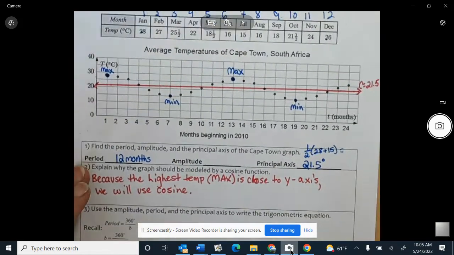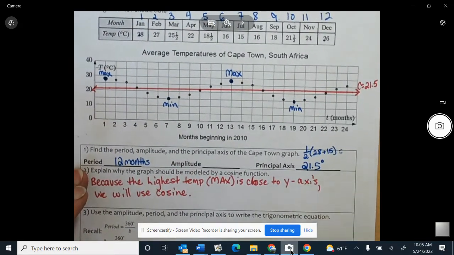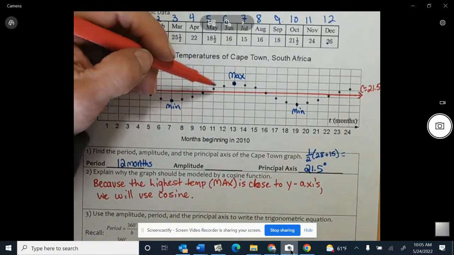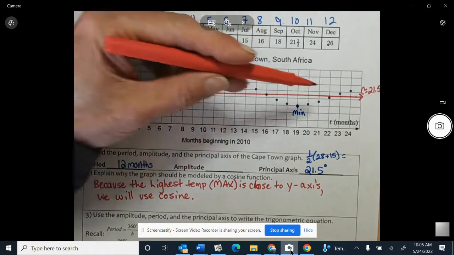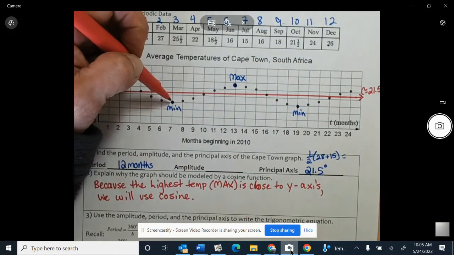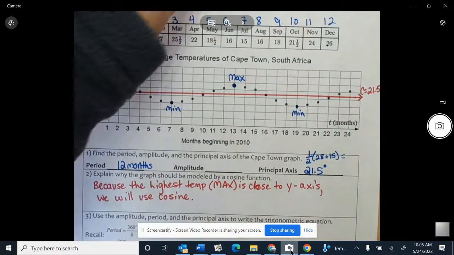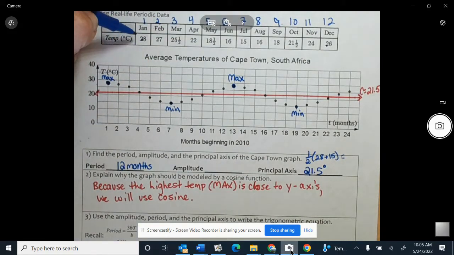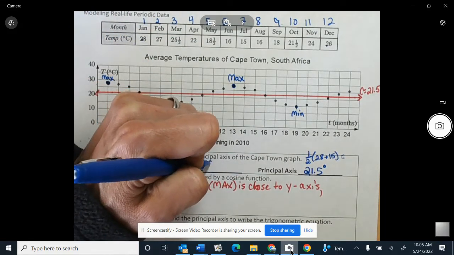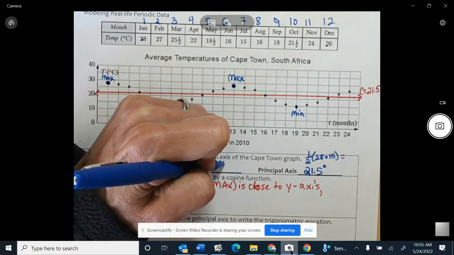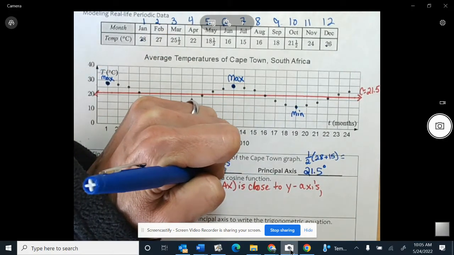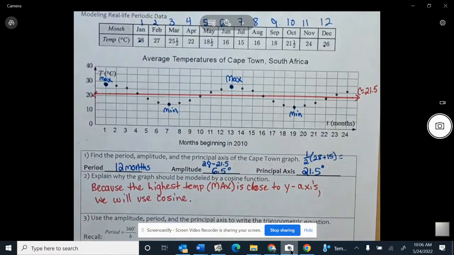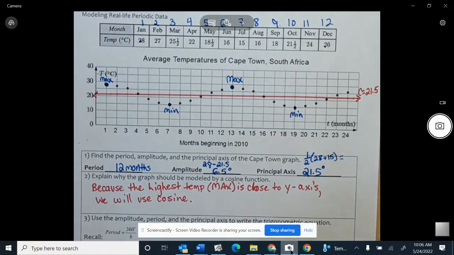One last thing I forgot about, the amplitude. What we want to look at is what is the height from the principal axis to the maximum, or that principal axis down to the minimum. And if we look at the maximum and we used 28, what is 28 minus that 21.5? Well, that is about 6.5 degrees as an amplitude.